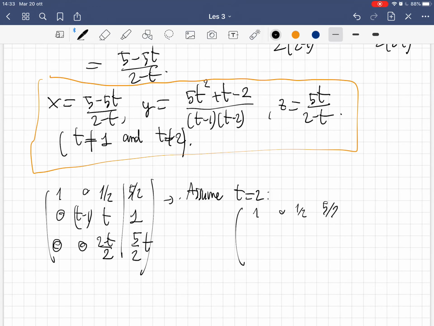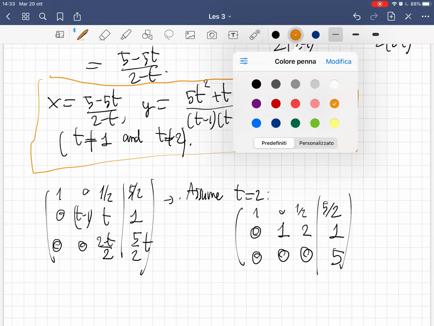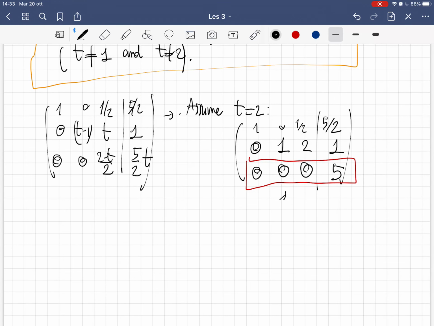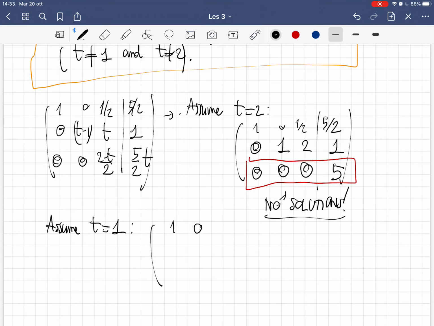Then you get 1, 0, this, then 0, 1, 2, 1, and here this is 0, 0, 0, and that should be 5. So from this row here, you see that you can't have solutions. Okay, and then let's assume t is equal to 1. So just substitute. And okay, this is 0, 1, 1.